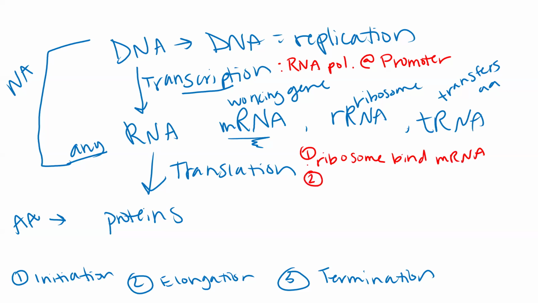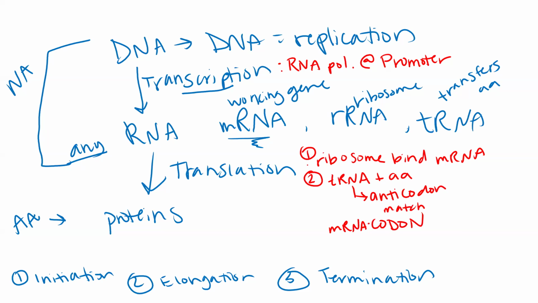The next step for our elongation, we will be bringing in tRNA that is attached to an appropriate amino acid. And what do I mean by appropriate? That tRNA has an anti-codon that matches the codon that is on the mRNA.